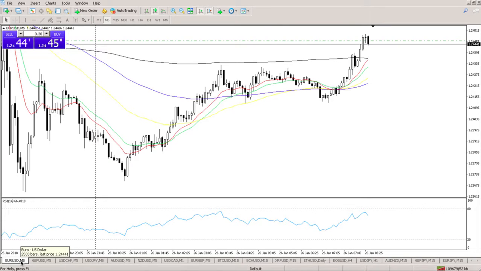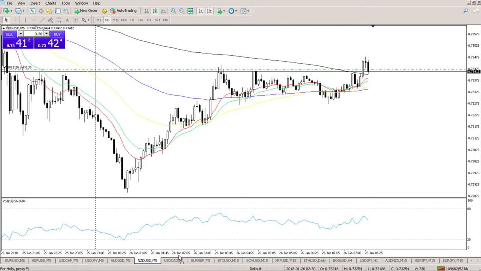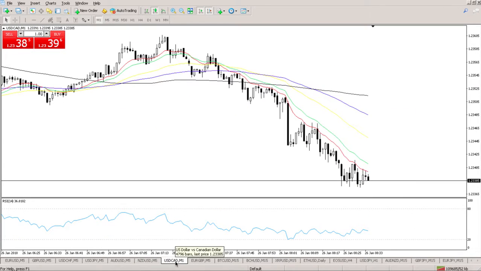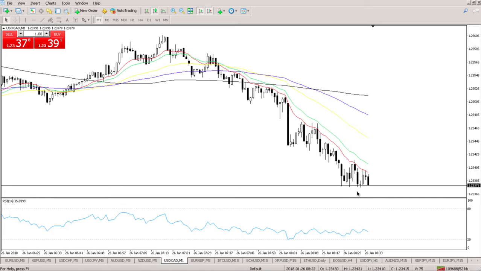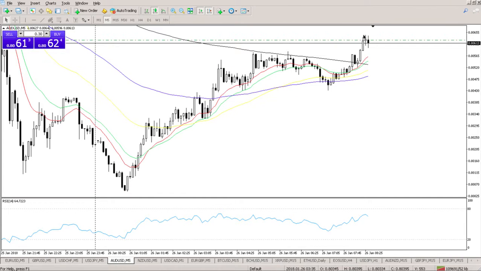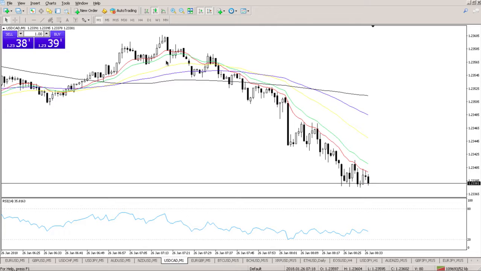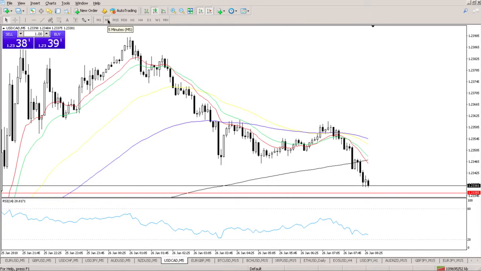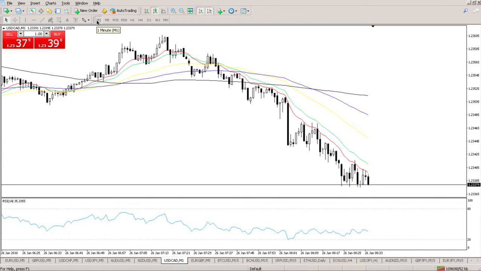Every other pair shows nice moves. New Zealand dollar is nice. This makes me worried a little bit, because this is going to affect all these other pairs. This will be a higher high. Let's watch. However, I'm going to have a 30-40 pip stop, so it doesn't matter.